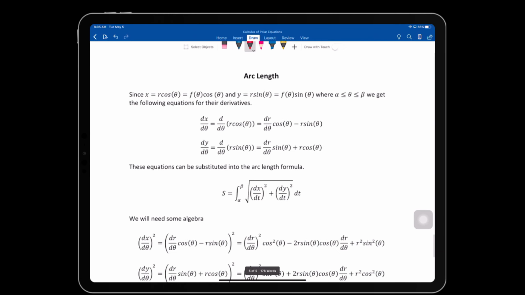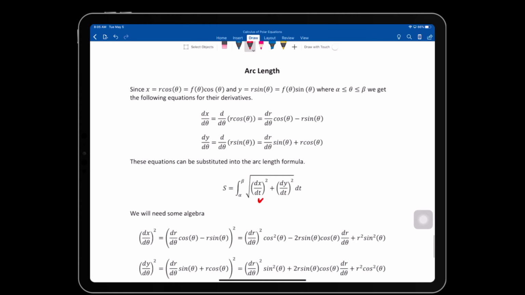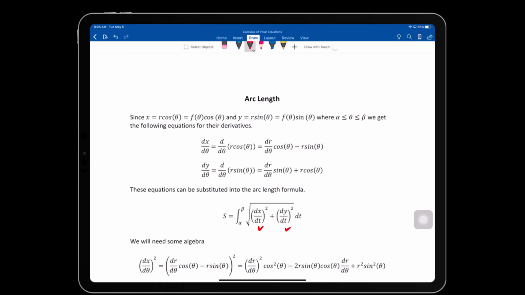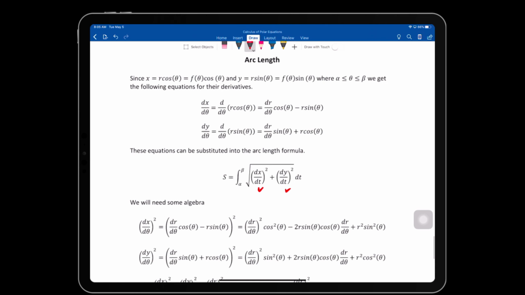Remember, you need dx/dt, dy/dt. But we're not calling it dt, we're calling it d theta. So I need a dx/d theta, and I need a dy/d theta. So we're taking the original arc length formula. dx/d theta by definition is what we just talked about, and dy/d theta by definition is what you have here.